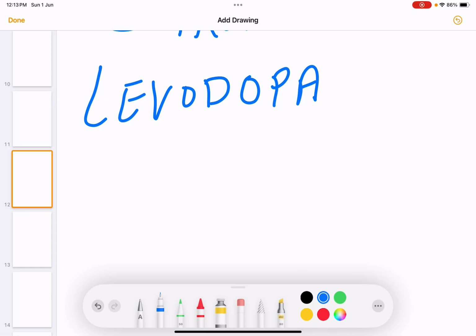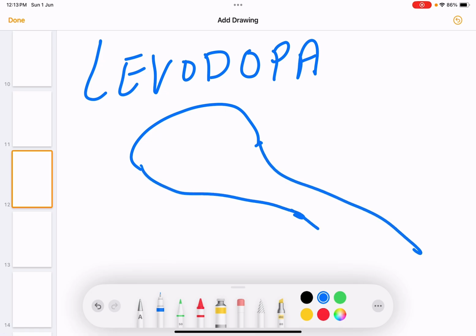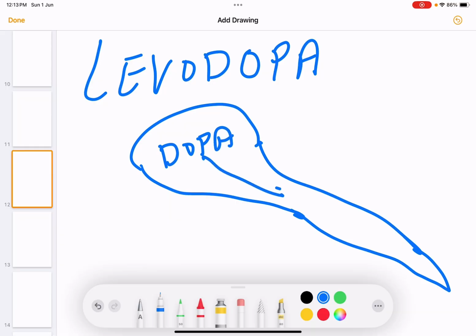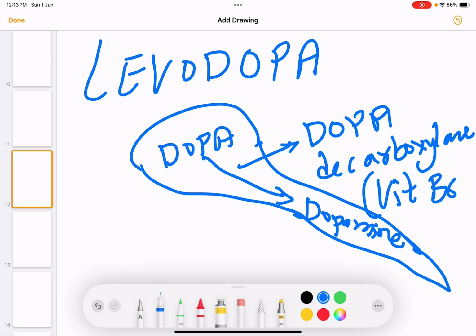What is levodopa? First let's discuss what is dopa. When dopamine is synthesized in neurons, there is a precursor substance called dopa from which it is synthesized. This dopa is converted to dopamine in neurons, and this dopamine is packed in vesicles and released. This dopa to dopamine conversion requires an enzyme, dopa decarboxylase. And vitamin B6, also known as pyridoxine, is the cofactor for this enzyme.